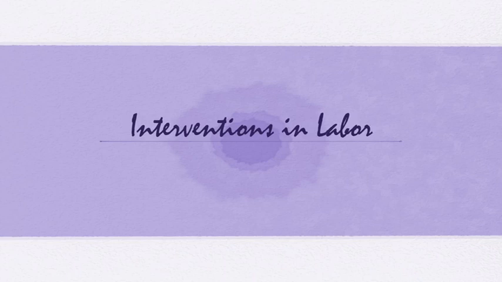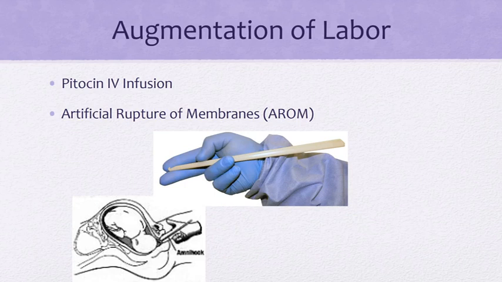Interventions in labor. Augmentation of labor. Pitocin IV infusion is one of the ways that we augment labor. And what we mean by augmentation is basically helping you along. Okay? So you're already in labor, but we want to help you along a little bit.